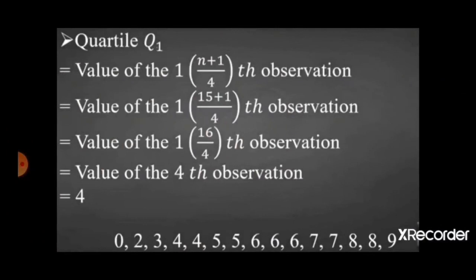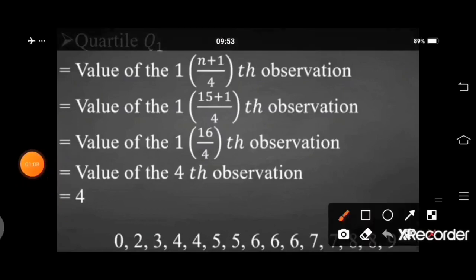Now, first we will find quartile 1. The formula of quartile is n plus 1 upon 4, here for the first quartile we write 1. Now n equal to 15, plus 1, divided by 4. So 16 upon 4 equals the fourth observation. We have to find the fourth observation, which would be 1, 2, 3, 4. This is our fourth observation, meaning Q1 equal to 4.